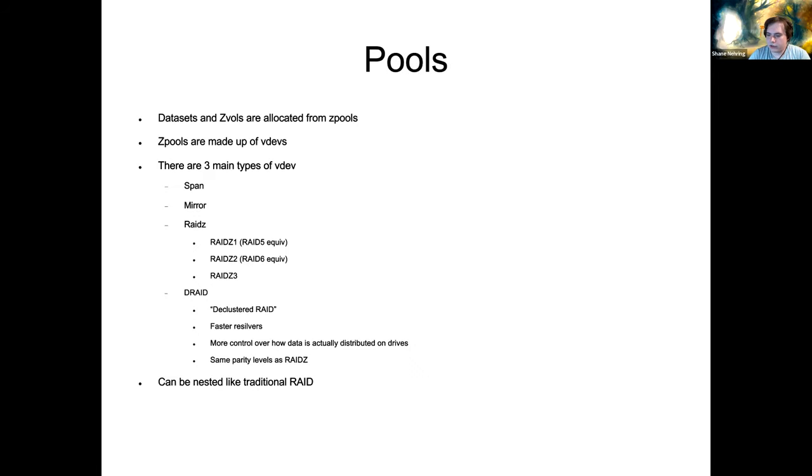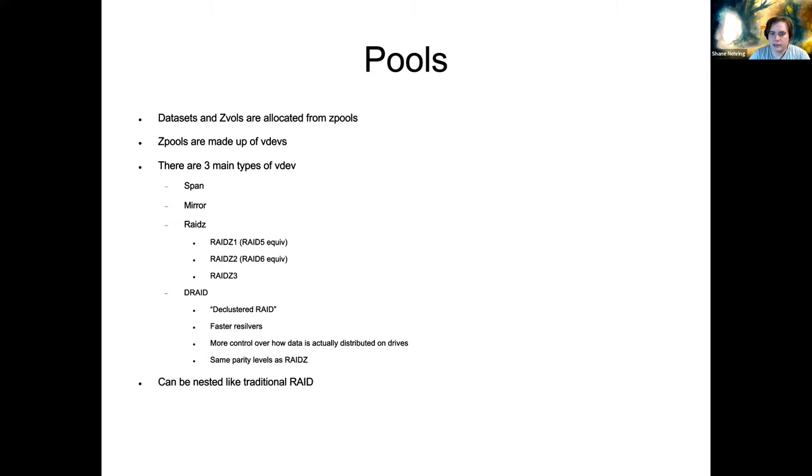So the basic structure of ZFS is a pool. A pool is just a collection of devices, which in ZFS nomenclature are referred to as VDEVs. There are a few types of VDEV. There's spans, mirror, and RAID Z. A span is like a RAID 0, basically. You just span data between devices in the pool.